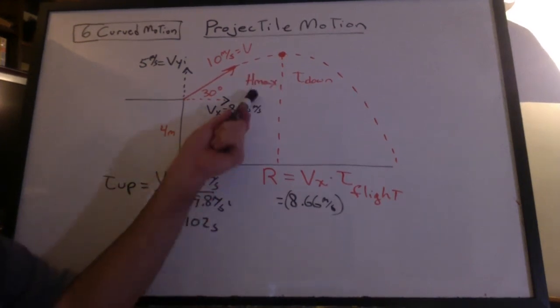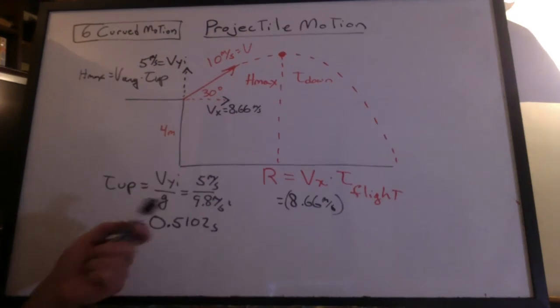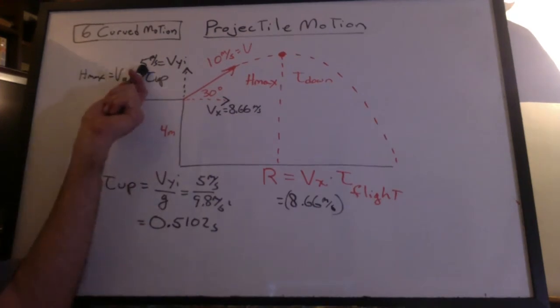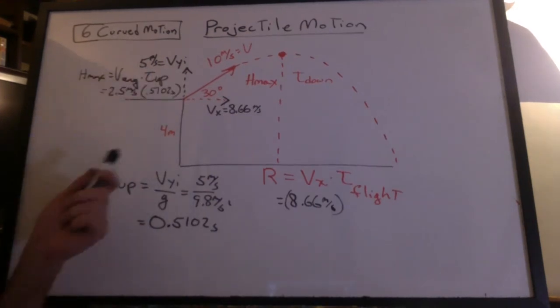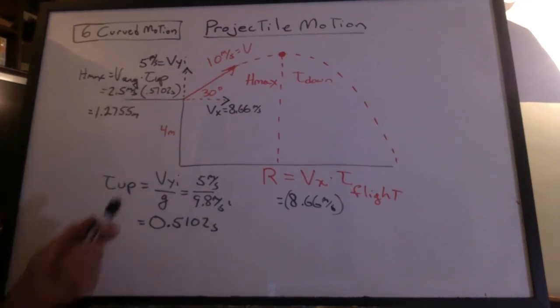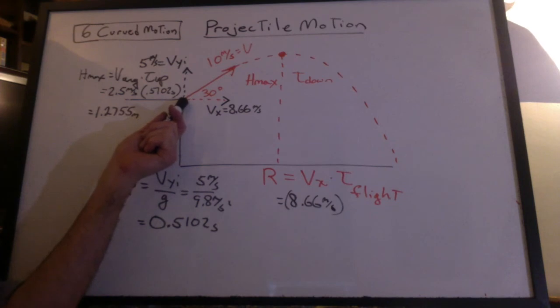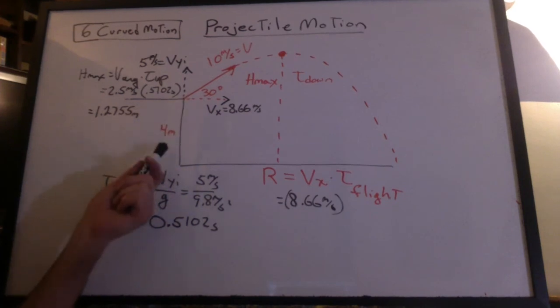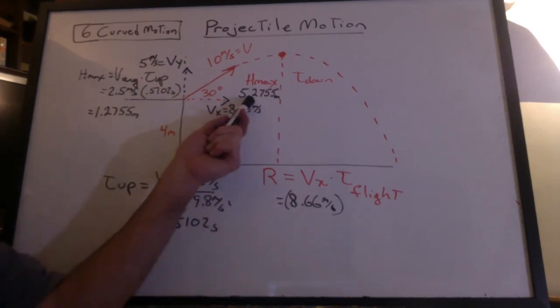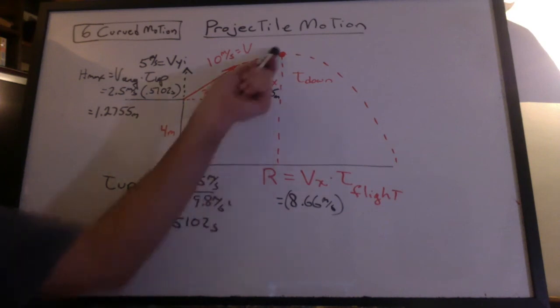And I'll use that to get the H max. Just take the average velocity on the way up times the time up. You get 1.2755 meters, but don't forget we're on top of a cliff or something here. We got to add the 4 meters. H max is 5.2755 meters.